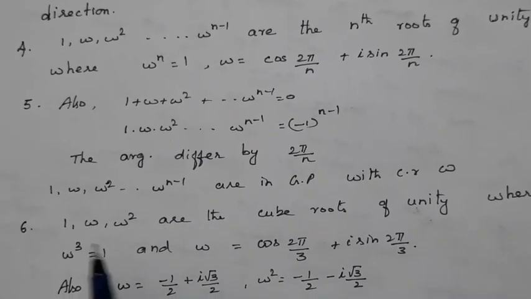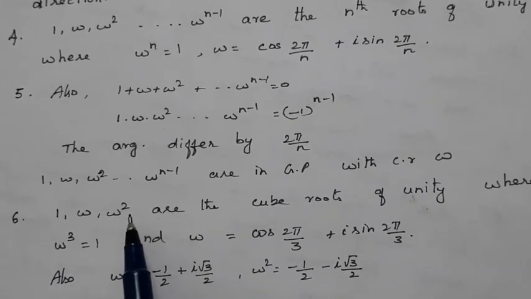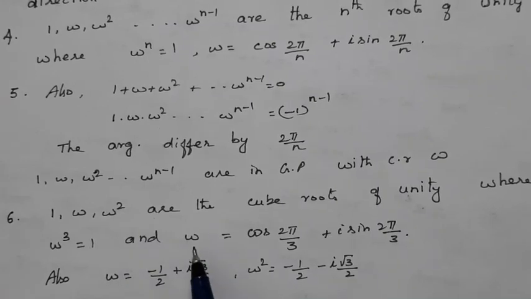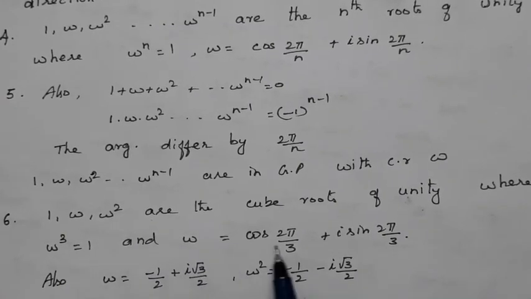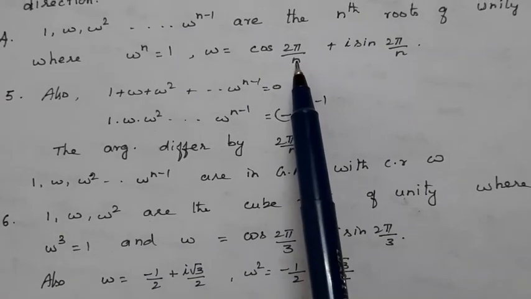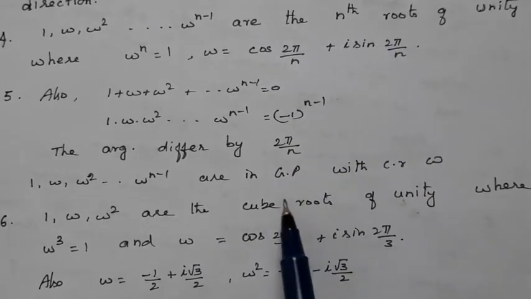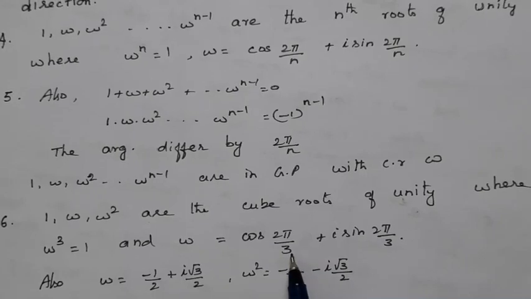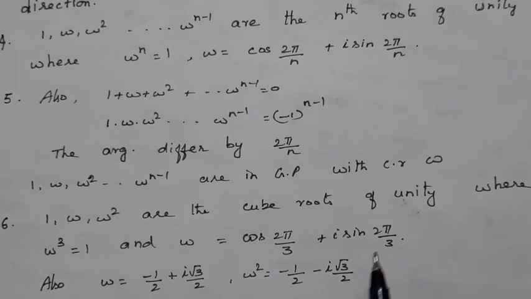Then what are the cube roots of unity? 1, omega, omega squared. As usual, omega cube will be equal to 1. And then what is omega? Omega is cos 2π by n, and the cube root means n is equal to 3. So omega is cos 2π by 3 plus i sin 2π by 3.